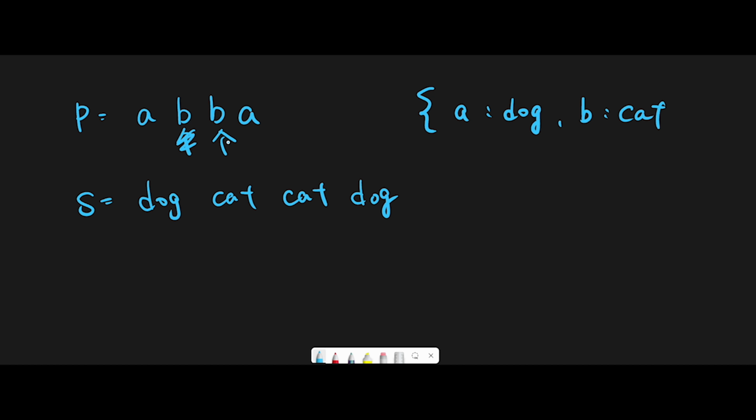And then move next. So next B is linked to cat and check HashMap and B is cat, right? So that's why this is valid. And then move next, we found A and A is linked to dog and check HashMap. So A is linked to dog, right? So that's why in this case, we can return true.